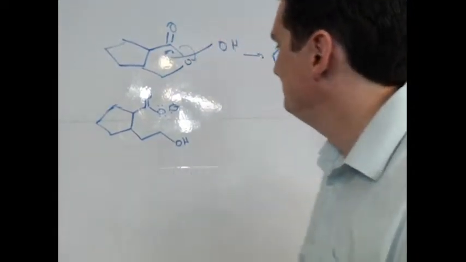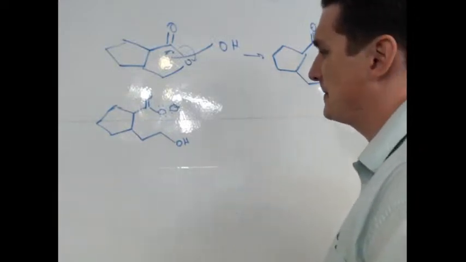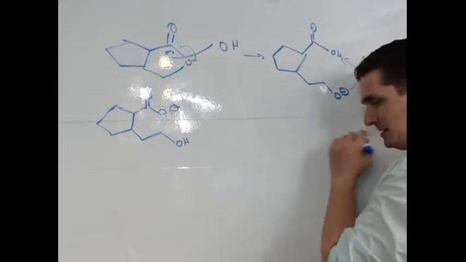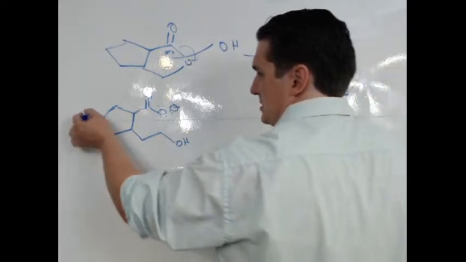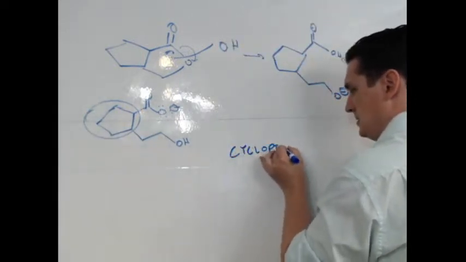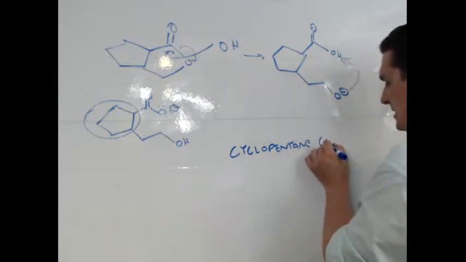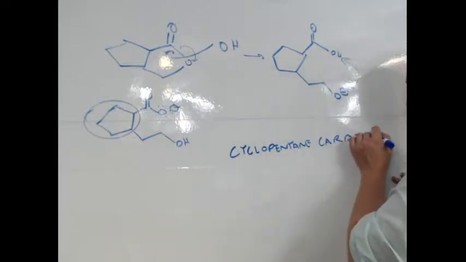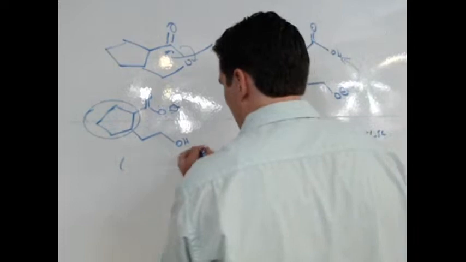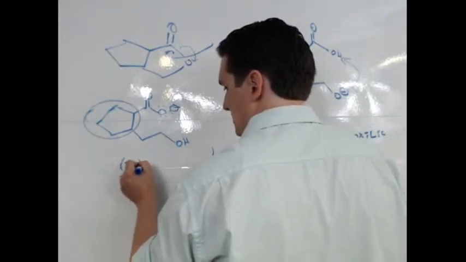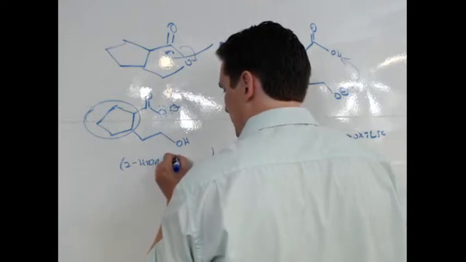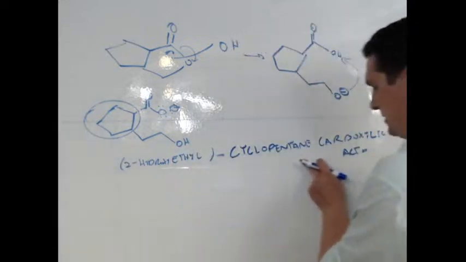How do you name that? So this is going to be your parent. Cyclopentane carboxylic acid. And then if I had to guess, 2-hydroxyethyl cyclopentane carboxylic acid.